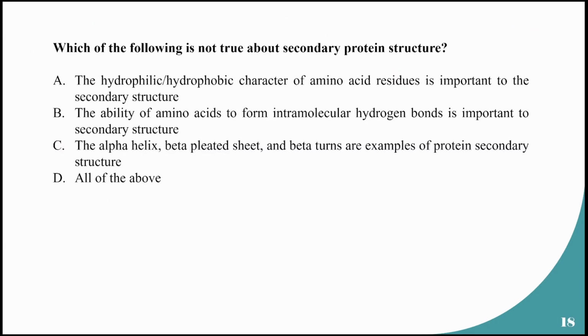So that's one thing. Okay, so let's do one question quickly. Which of the following could be not true for secondary protein structure? Whether hydrophobic character of amino acids is important to forming the secondary structure, whether intermolecular hydrogen bonds are important in forming secondary structures, and whether these are the given secondary structure examples, or all of the above. So remember, which of the following is not true? It is asked here. Okay.